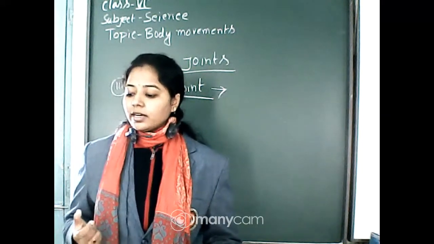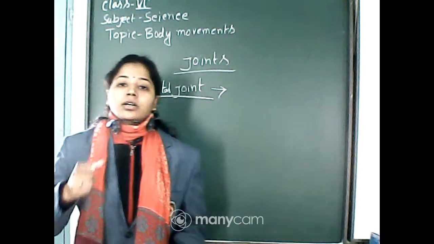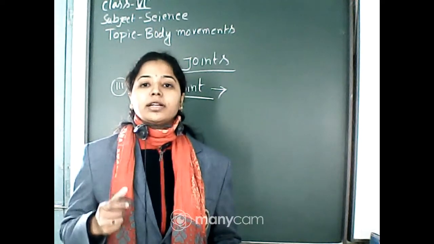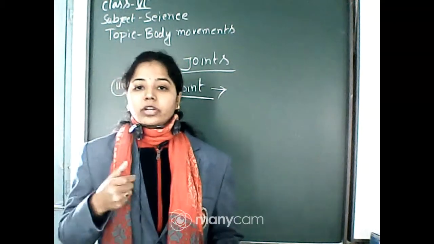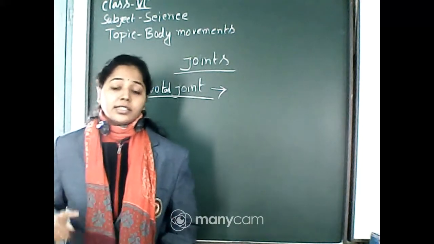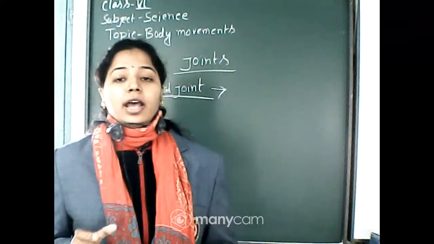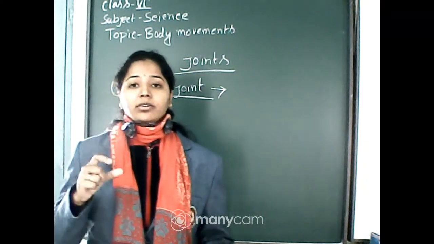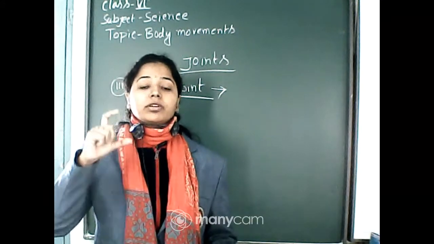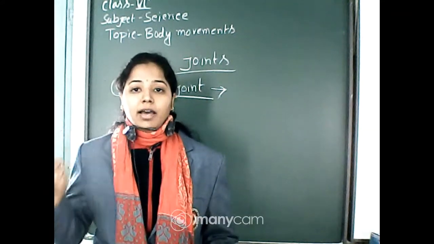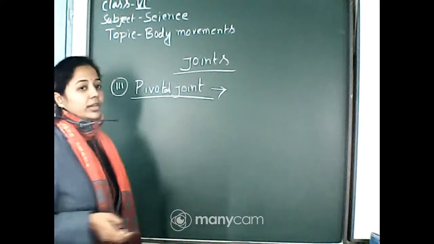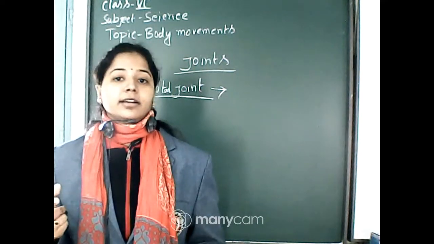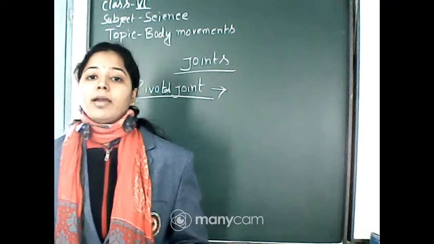Just like the skull makes a joint with the first two vertebrae of our spine. As I have told you, the skull and spine are the central part of our skeleton and come under the axial skeleton. The joining between the first two vertebrae and the skull is called a pivotal joint, so that we can easily move our neck here and there.